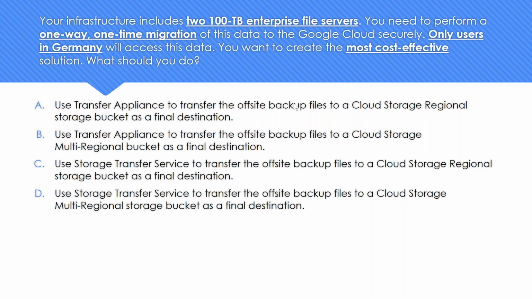Your infrastructure includes 200 terabyte enterprise file servers. You need to perform a one-way, one-time migration of this data to Google Cloud securely. Only users in Germany will access this data. You want to create the most cost-effective solution. What should you do?